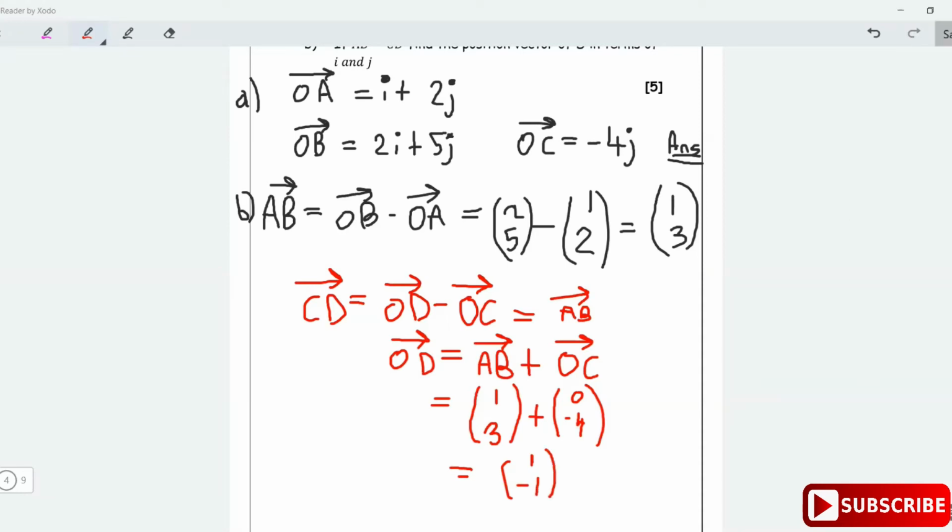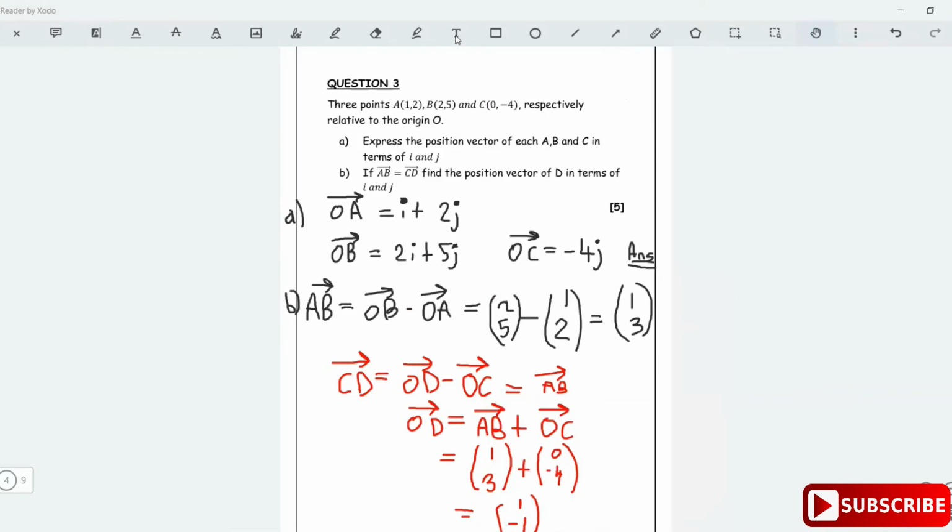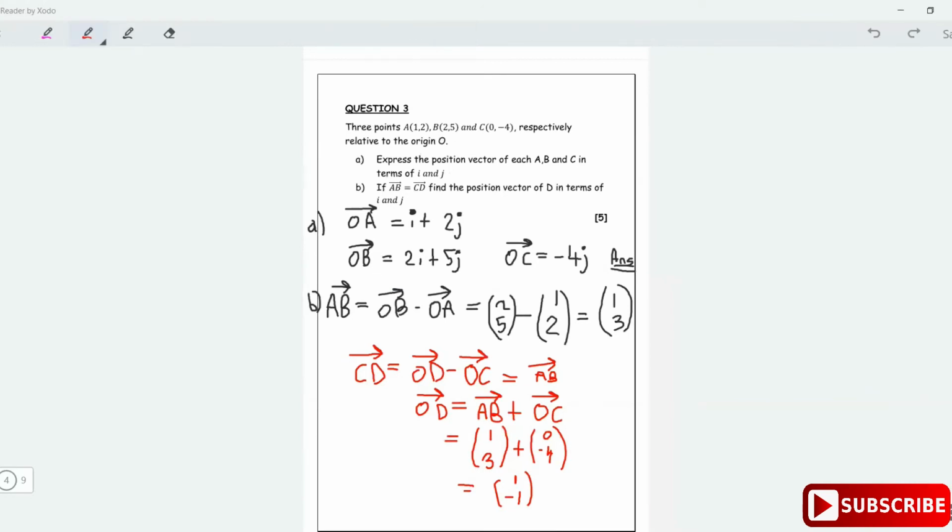Of course, they want the position vector, and that is the position vector, but just to be on the safe side, since they asked for it in ij form, it's always safe to just go ahead and write that vector OD is equal to i minus j. Just to be safe, you want to show them. Always want to be on the safe side. That's the vector OD.